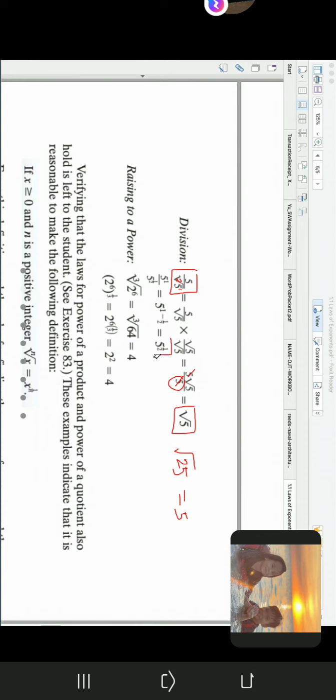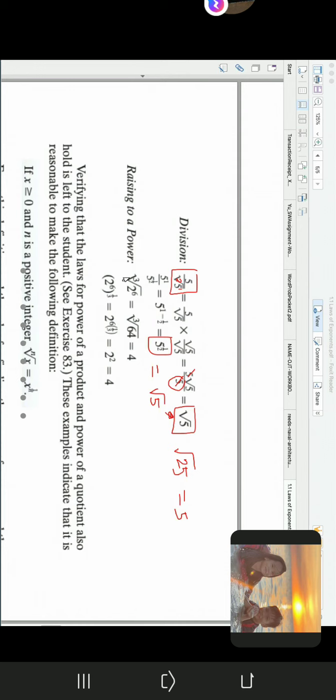So your answer is 5 raised to 1 half, or when you rewrite this into radical, that is square root of 5. They are equal. So either way, you can simplify either this one or this one. Okay, raising to a power. How to apply the rule of fractional exponent in raising to a power.